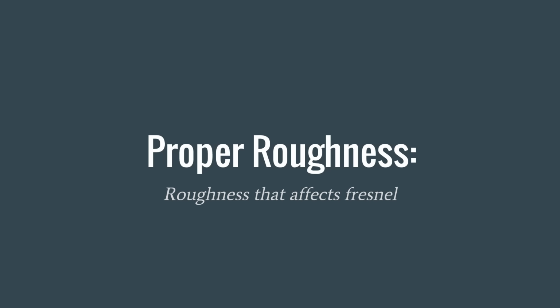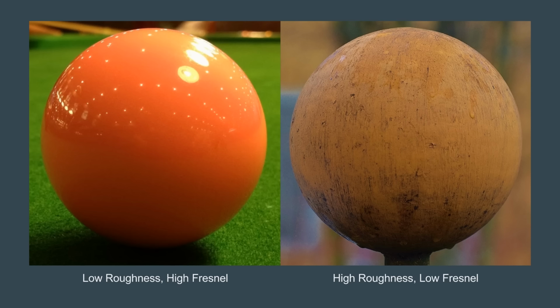Okay, to explain this, let's look at these two pictures here. On the left, we have a surface which is very smooth. So we've got a lot of reflections there. It has low roughness, and as a result, it has high Fresnel. You can see that the Fresnel effect is really extreme all the way around it. On the right-hand side, in contrast, a wooden ball. I'm really glad I found this photo. I was trying to find a ball that's rough, and I found this. You can see this is high roughness, and as a result, it has low Fresnel.